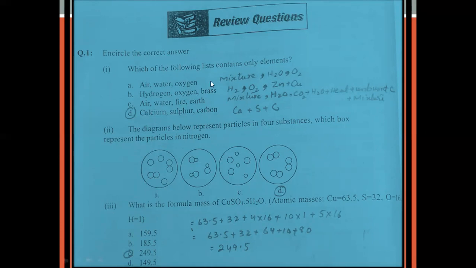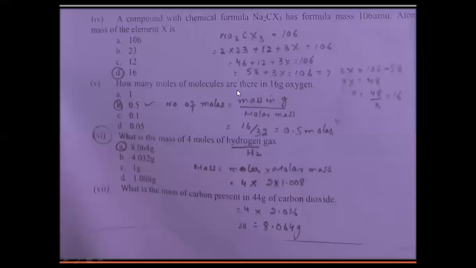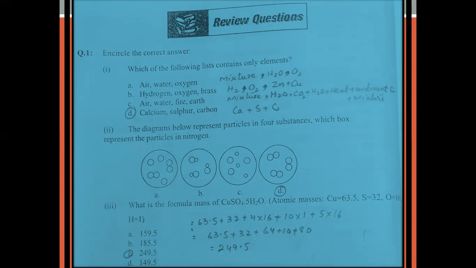Number one: which of the following lists contain only elements? Dear students, I told you that elements may be monoatomic, like the noble gases: helium, neon, argon, krypton, xenon, radon. These are group number 8 elements, and they exist in atomic form. The rest of the elements can exist in molecular form. I told you how you can identify an element. If the molecule is made up of similar atoms, like O2, H2, N2, F2, Cl2, they are made up of the same atoms, so that will be an element.